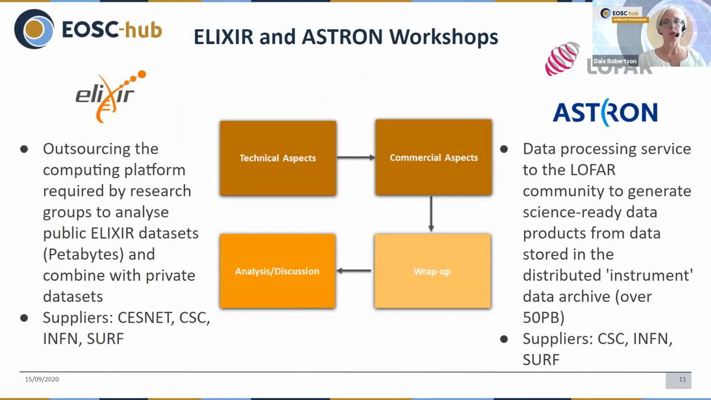So the Elixir use case involved, in the Elixir community, a large number of small research groups which wish to analyze existing public Elixir data sets, which are generally of the order of several petabytes, and to combine those with usually smaller but private data sets that have often already been produced by these individual research groups. The aim of the use case was to explore the possibility of outsourcing the computing platform needed to perform this analysis, and to investigate what would be involved in doing so. So we had the user on the one hand in the form of the Elixir community represented by EBI, EMBL. And on the supplier side, we had 4 publicly funded suppliers in the form of Chestnut, CSC, INFN, and SURF. Then for the LOFAR use case, represented by Astron.